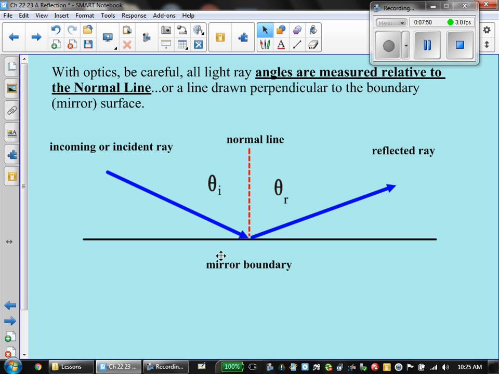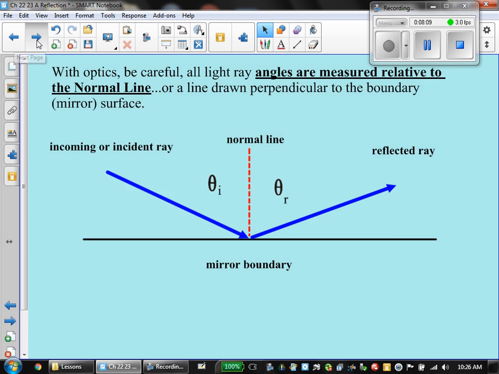It's very tempting to take the angle that's coming in relative to the mirror. You can't do that, and you'll see why. It's tied to a mathematical function when we do the equation. So the angle of incidence is between the incoming light ray and the normal line. The angle of reflection is between the normal line and the reflected ray. And again, it's always measured relative to normal.